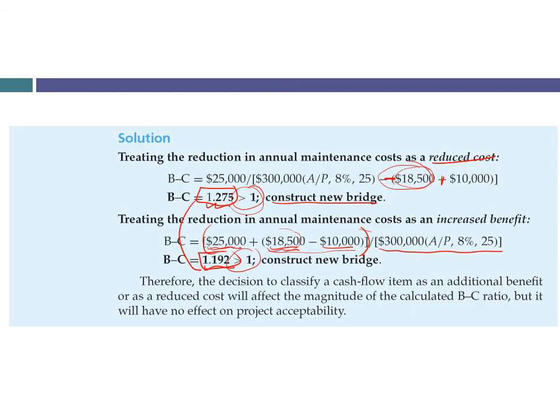So this is the end of this topic. We considered the benefit-cost ratio method, which is a useful tool especially for public projects, but also for private projects. You can use this benefit-cost ratio method.